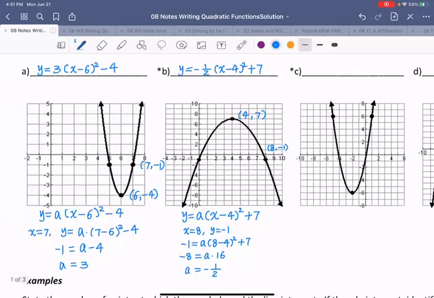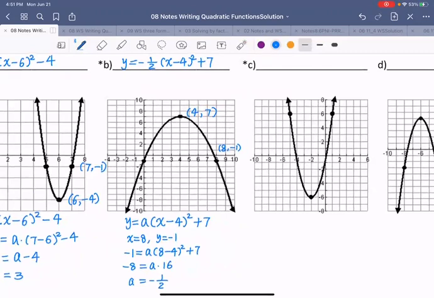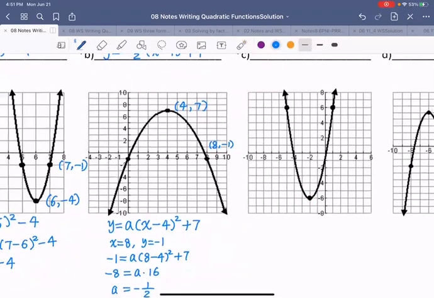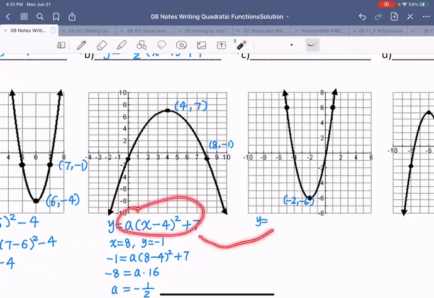Yarong. Let's do the next question. Okay. What is this point? -2, comma -6. Very good. Let's write down the vertex format. Use this as an example. Go ahead. y equals a (x minus 2). Be careful.